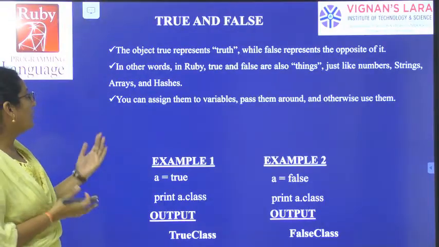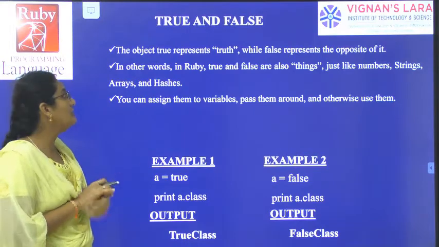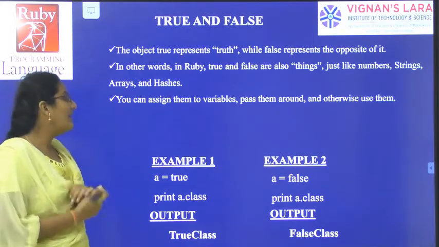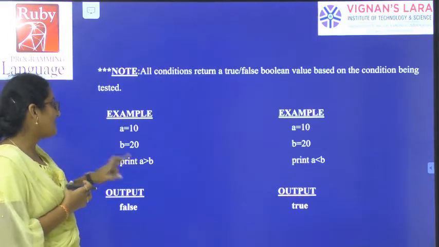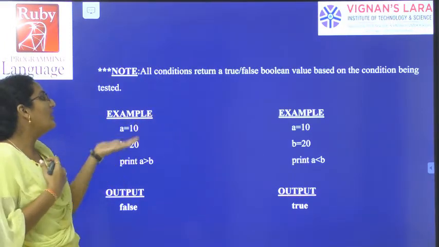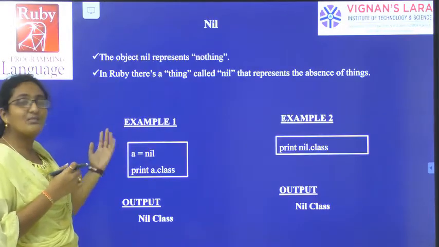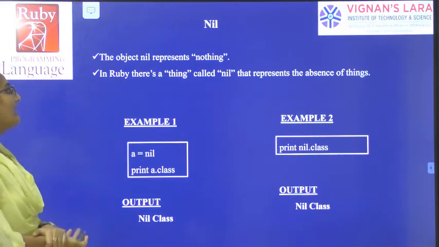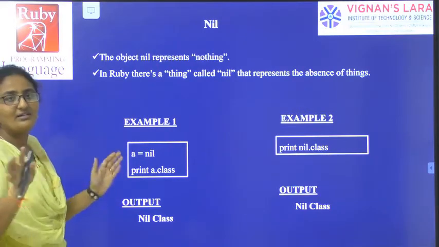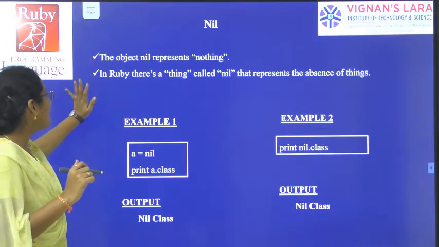Next one is true or false. In any programming language we will have boolean values. Here we have the true or false data type, which will give you the truth value or false value by testing any condition. If the condition is true, it will give you true. If the condition is false, it will give you false. Next one is the nil data type. Nil data type is nothing but absence of everything. If you don't have classes, you don't have objects, anything you don't have, that is a nil data type.